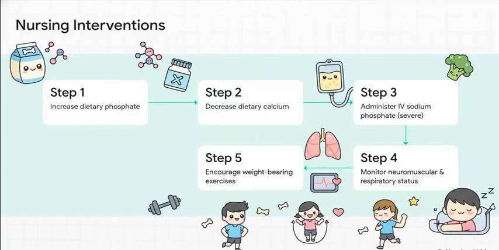So, as the nurse, what are you going to do? Well, if it's a mild case, we can encourage foods that are high in phosphate. But for severe cases, we'll need to give IV phosphate replacement. And you have to do this slowly and carefully. Your number one job is to constantly monitor that patient's breathing and muscle strength. And because of that inverse relationship we mentioned, you're also going to be watching their calcium levels like a hawk.